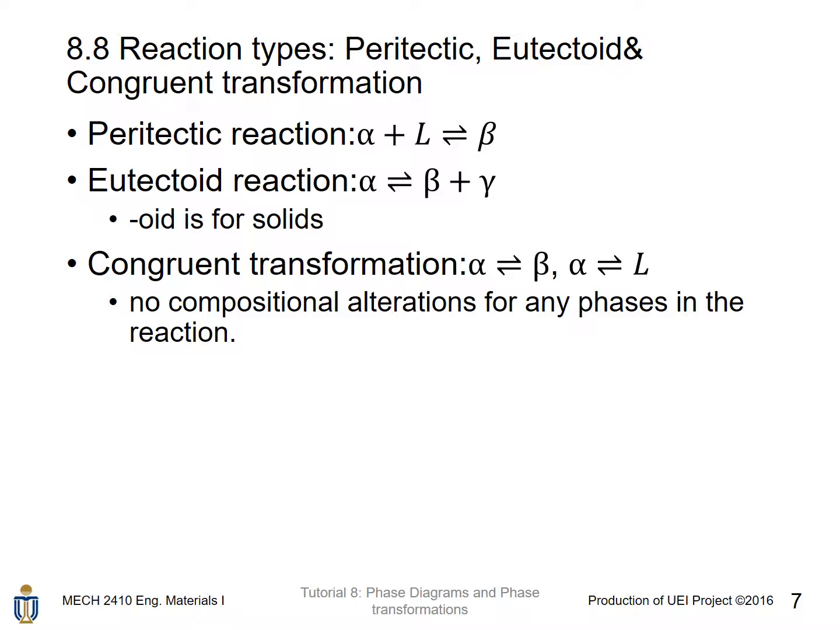Why is this eutectoid? Because the "oid" is for solids. For eutectic, it is liquid changed to two distinct solid states. But for eutectoid, it is solid changed to two other distinct solid states. Congruent transformation means there is no compositional alteration for any phases in the reaction. For example, 100% solid state is changed to another 100% solid state, or 100% solid state is changed to 100% liquid state.